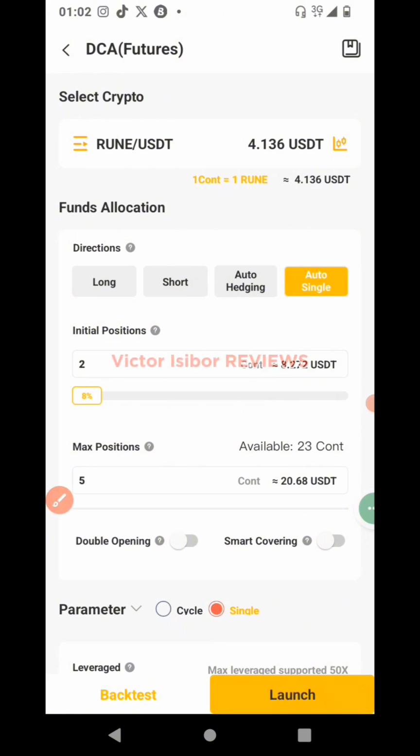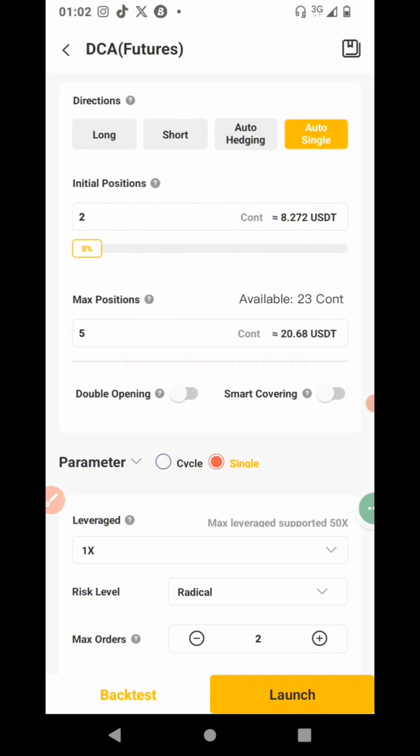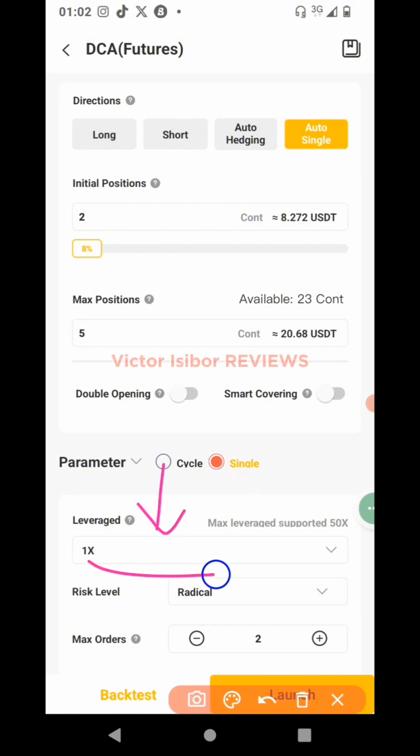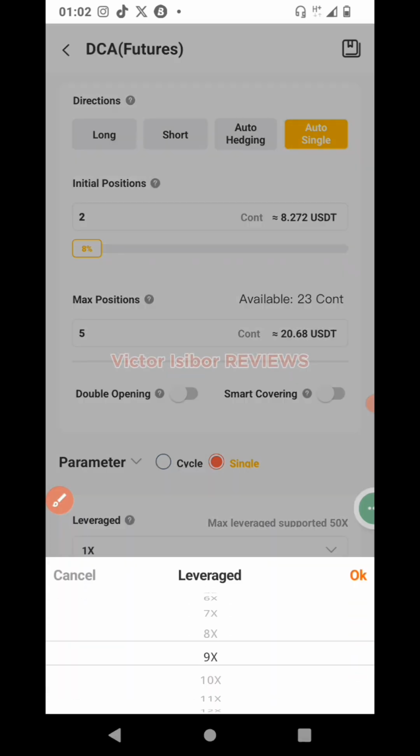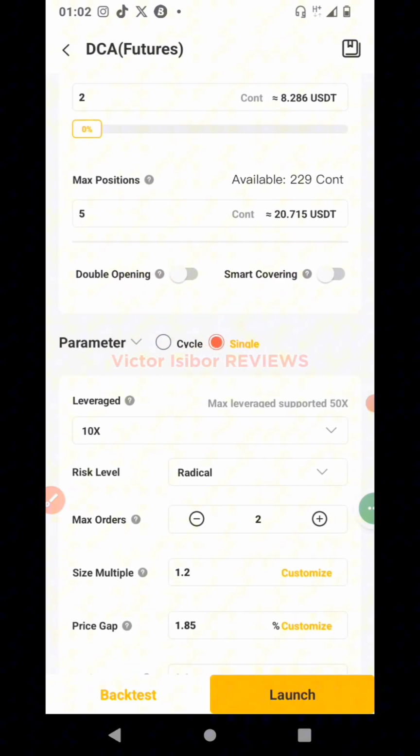Now we are back to liquidation free settings. After selecting coin, the next thing you want to do first of all is set your leverage. It is the first thing you need to do. And for this particular strategy, our preferred leverage is 10x. Bam, 10x. Maximum orders is currently on 2, but we want to hit this plus sign button to take it to 3. Okay, let's trade 3 orders.